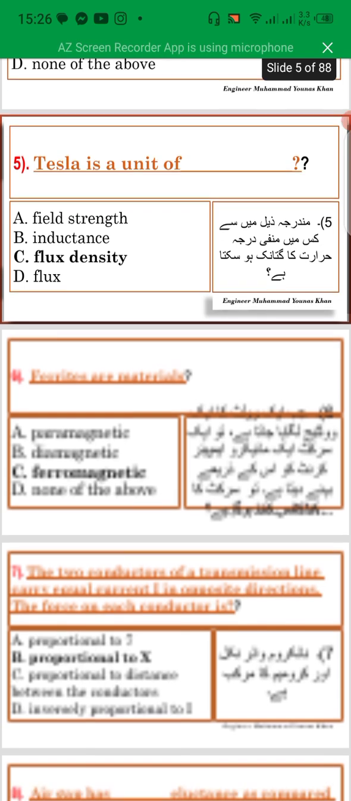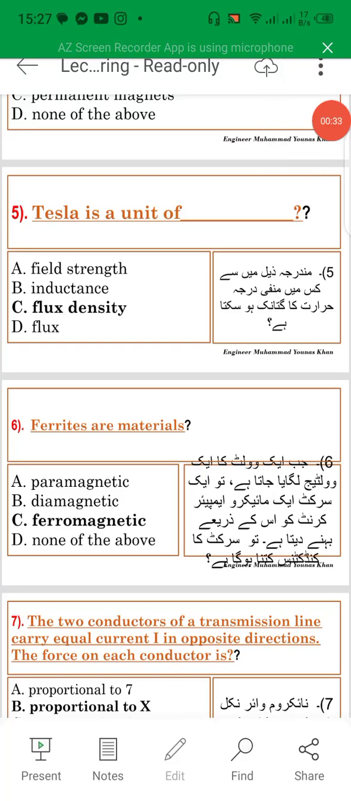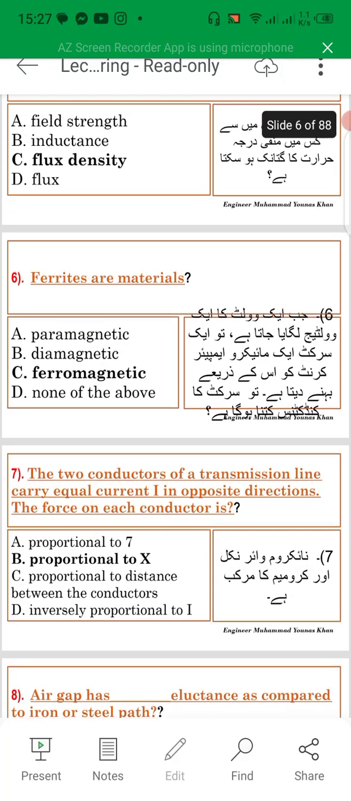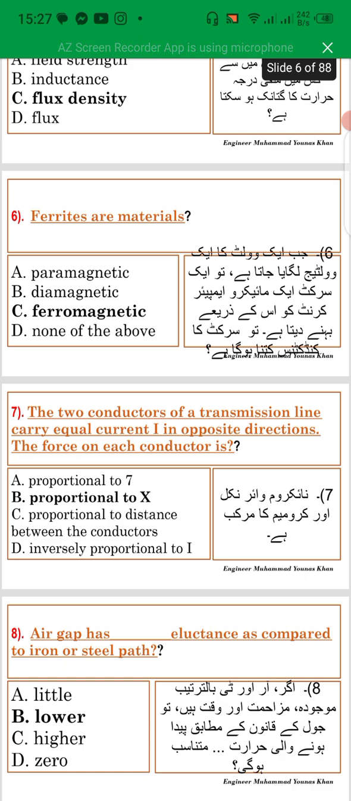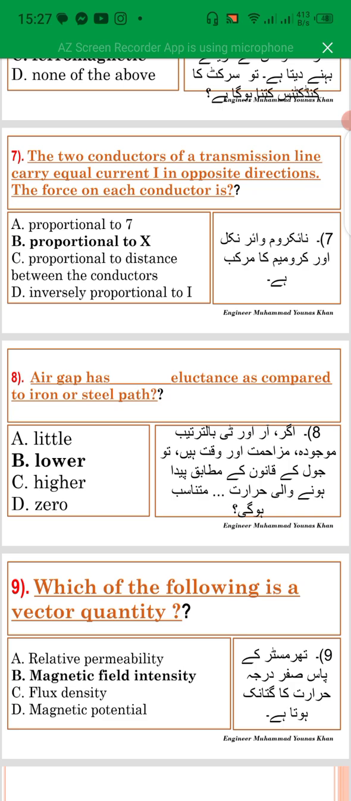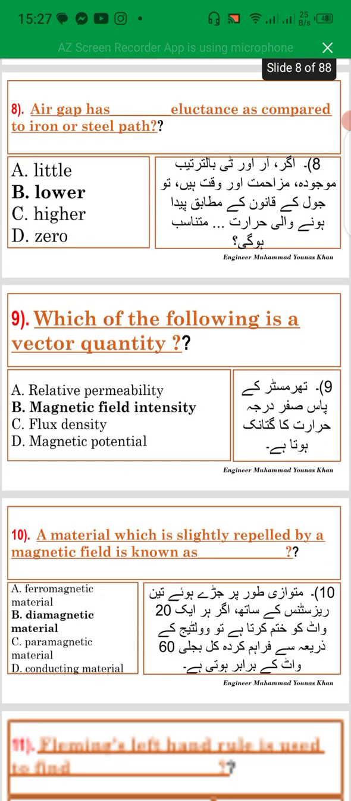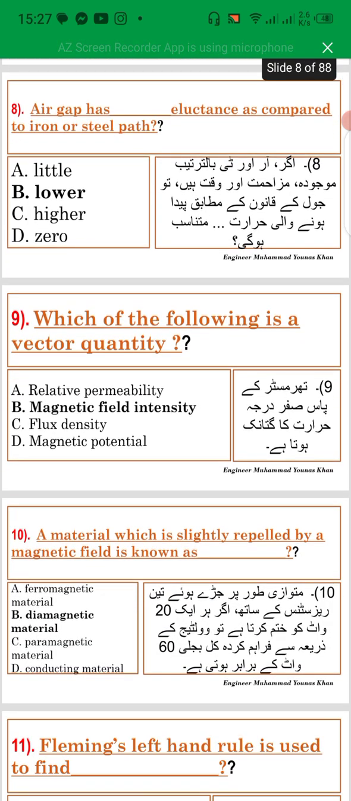Tesla is the unit of flux density. Farads are a material, ferromagnetic. The two conductors of a transmission line carry equal current I in opposite directions. The force on each conductor is proportional to 1/x. Air gap has lower reluctance as compared to iron or steel path.